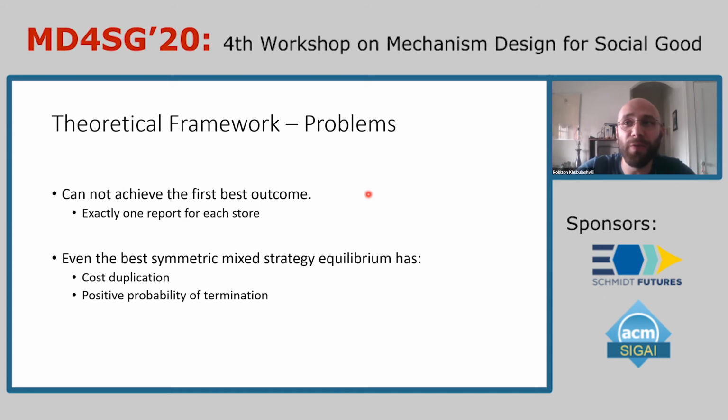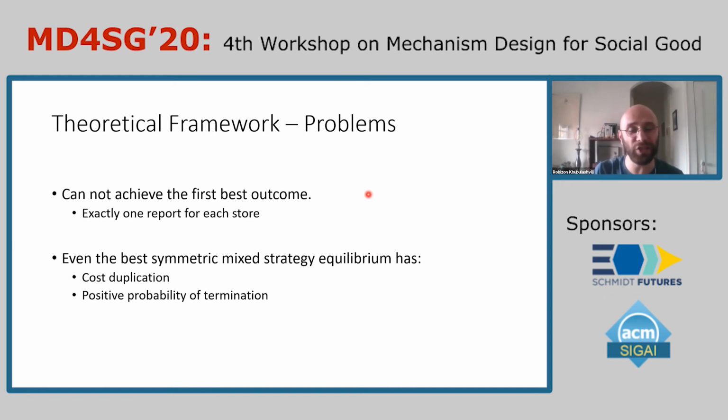From a theoretical point of view, the main problem is that we cannot achieve the first best outcome. In this scenario, the first best outcome is exactly one report for each store. And even the best symmetric mixed strategy equilibrium, the best in this case meaning the one that maximizes the probability of reporting, has two main problems.